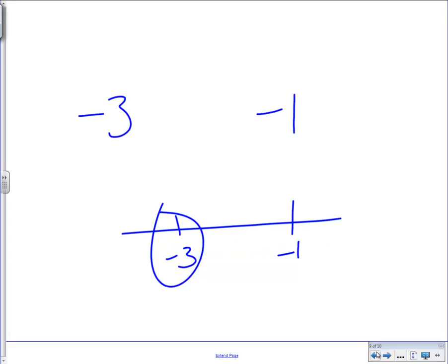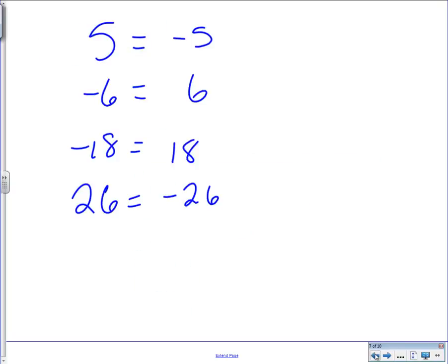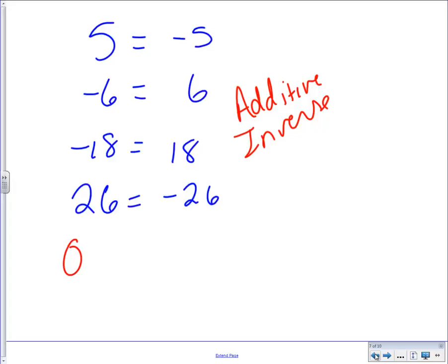We just talked about what the opposites were, and I want to give you a vocabulary term that they are asking for. Opposites are also the same thing as an additive inverse. It just means the opposite sign, okay? So if it's a decimal, it would just be this decimal, just a negative, right? Same thing.